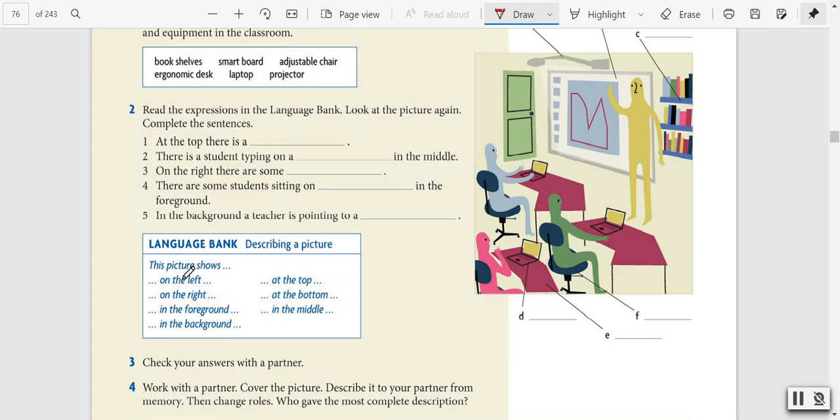And for number one, this picture shows on the left, light, shop, on the right, in the foreground. Okay.